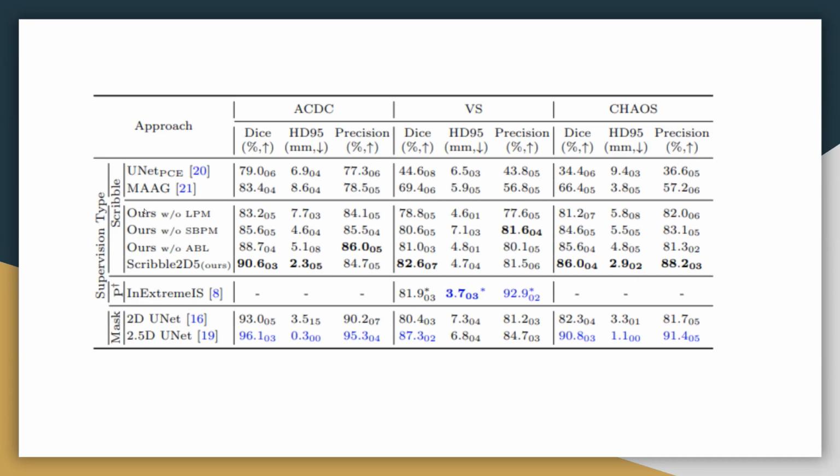They also performed this ablation study to compare how their model, the Scribble 2D5, does without each respective module. So here, without the label propagation module and with the other two, and without the static boundary prediction module. Interestingly, this without the static boundary prediction module also removes the active boundary loss module. I wonder why they didn't do one that included the other two and only removed this static boundary prediction.